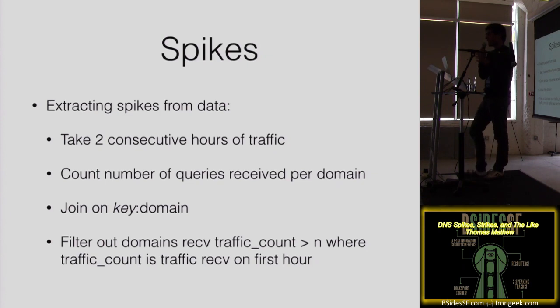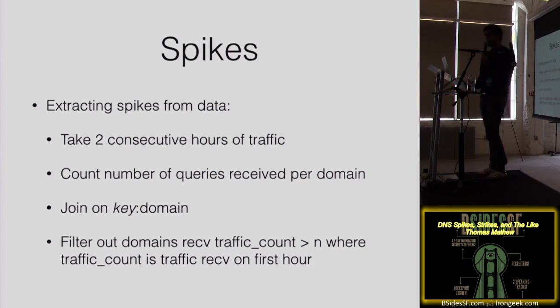You first want to then count the number of queries received per domain per hour slice. We then perform a join where the key is the domain, and that allows us to see the domains that have been spiking in hour 1 and in hour 2. We then finally filter out any domains that have been receiving an abnormally large amount of traffic. So that would be like your Googles, your Facebooks, and your various content delivery networks. And so this leaves us with a set of domains that have had some sort of rapid increase in DNS query patterns in the last 2 hours.